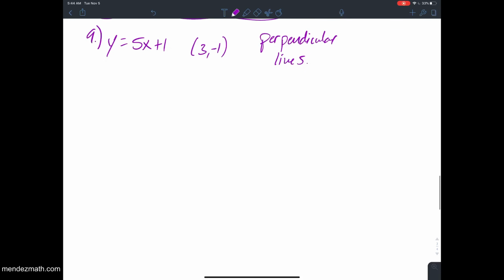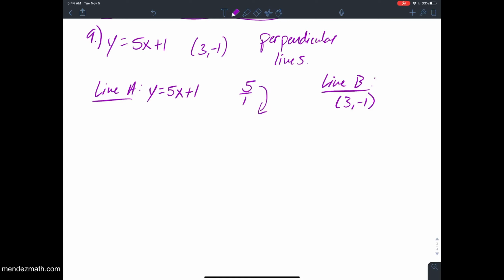I'm going to go a little bit faster this time, okay? I know perpendicular lines have negative reciprocal slopes. So if line A has an equation of y equals 5x plus 1, line B is going to be, what's this? The point is 3, comma, negative 1, and our slope here is 5, which is 5 over 1. The negative reciprocal of that would be negative 1 over 5. So our new slope for line B is negative 1 over 5.